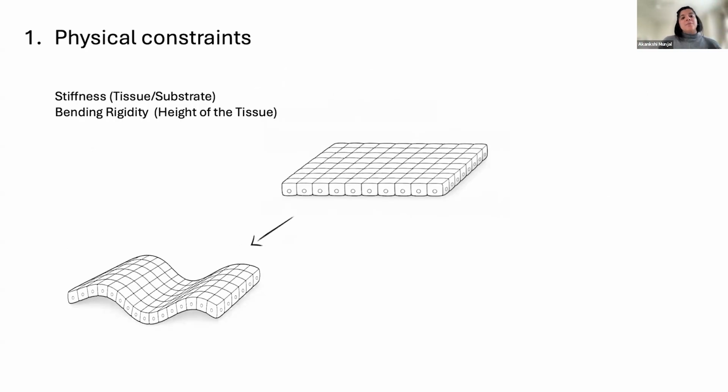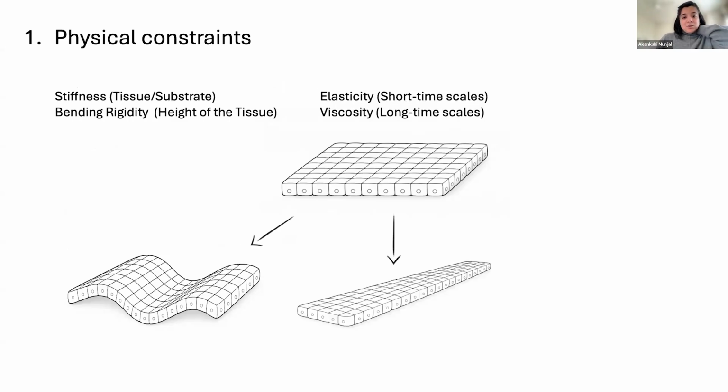And here again, I'm speaking to a choir. We know that there are physical constraints in the system. So the way a tissue would buckle depends on its material properties. It depends on its stiffness. It depends on its bending rigidity. The way a tissue elongates depends on its viscoelasticity. On short time scales, most epithelial tissues behave as elastic materials, and on longer time scales, they behave as viscous materials. So whether a tissue stretches or recoils depends on the time scale of force application relative to its relaxation time.